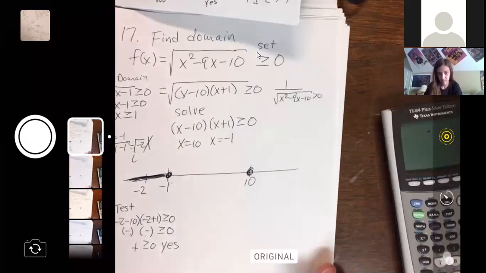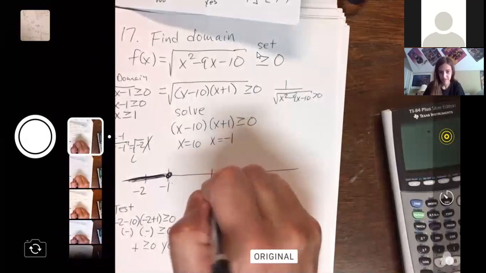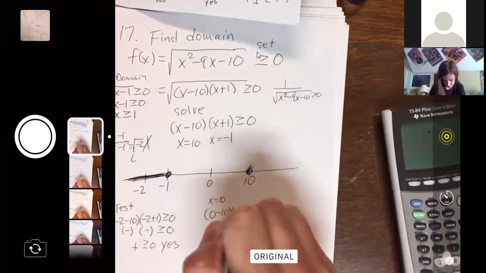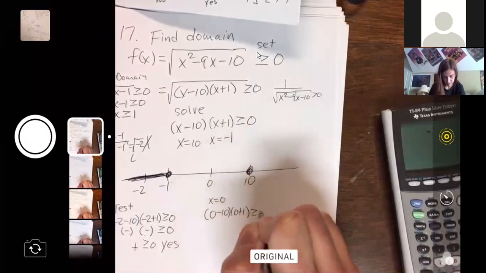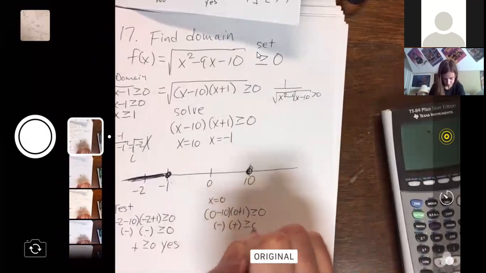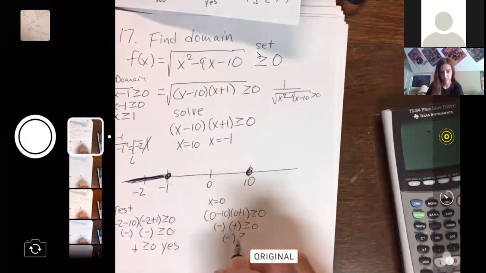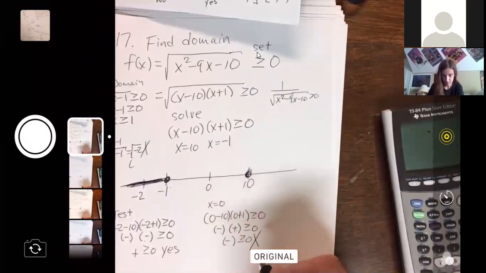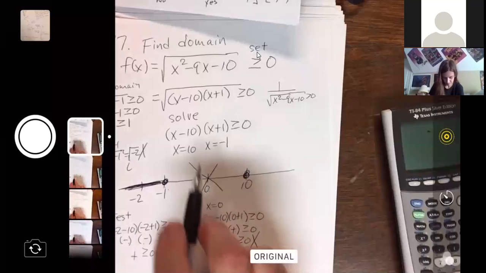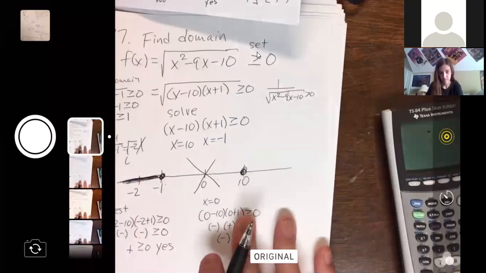Are we going too fast? No, that's perfect. Okay, we can try in the middle. Let's say 0. We have 0 minus 10 times 0 add 1, greater than or equal to 0. Well, this is negative, this is positive. So a negative times a positive is a negative. Greater than or equal to 0? No. Any numbers between -1 and 10 are going to give a negative out of this. Square roots of negatives are i's. Can't be in the domain.